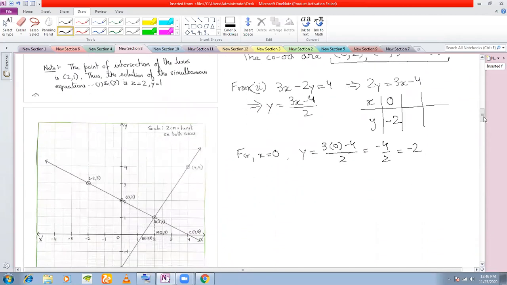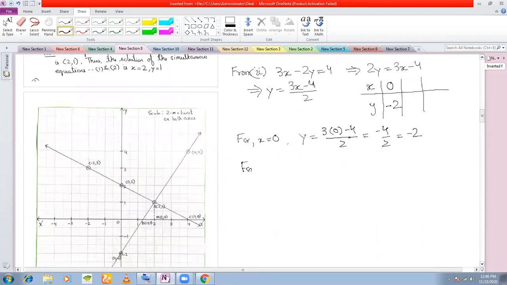Next, we consider x is equal to 1. When we consider x is equal to 1, you get y is equal to 3 into 1 minus 4 divided by 2. So you get 3 minus 4 divided by 2, which is again a fractional value, minus half. Since we want to avoid fractional values, we reject this value. There are many other values that you can take. We have considered -1, 0 and 1.